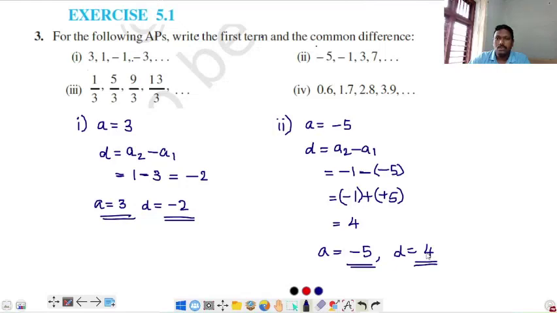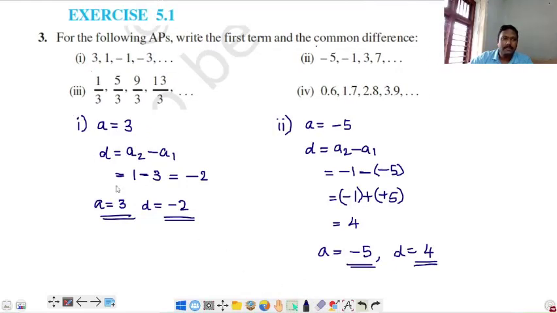Now let us do question number 3. We can move to question number 3. So in question number 3 we have 1 by 3.